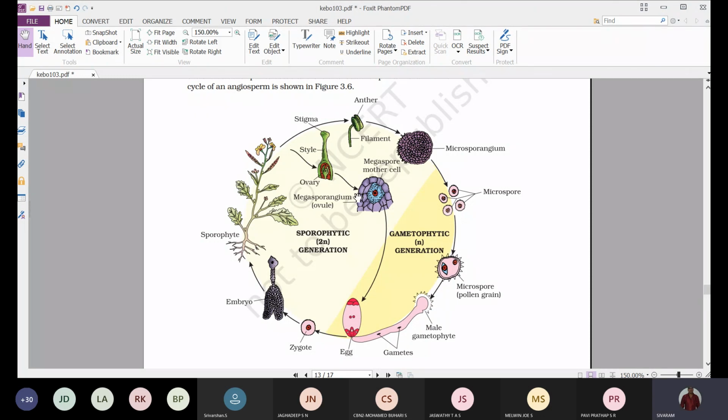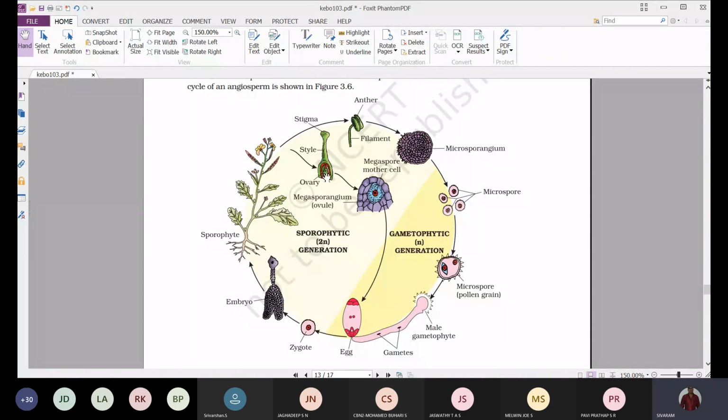Next, coming to the female. The female sex organ is called pistil, and it consists of mainly three parts. You can see here the lower swollen part, called the ovary, and a long, slender tubular structure, the style. At the tip of the style, we'll find a slightly expanded structure, which we call the stigma. It is receptive and receives pollen grains. Next, inside the ovary, we'll find the ovules.